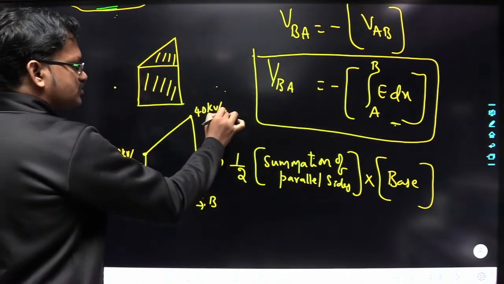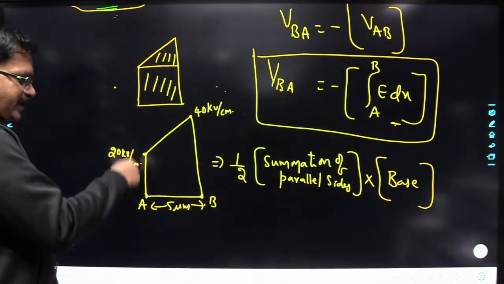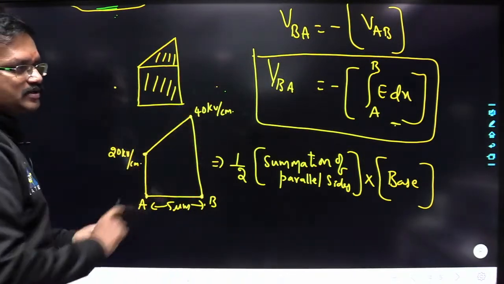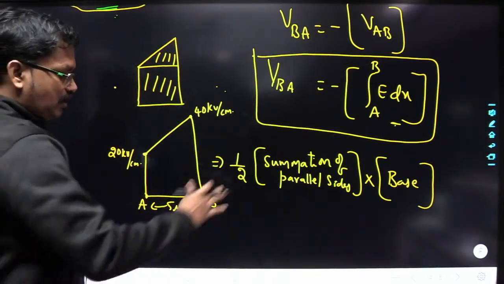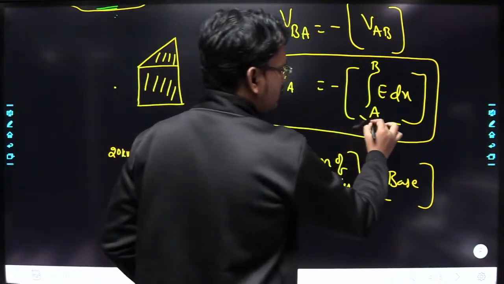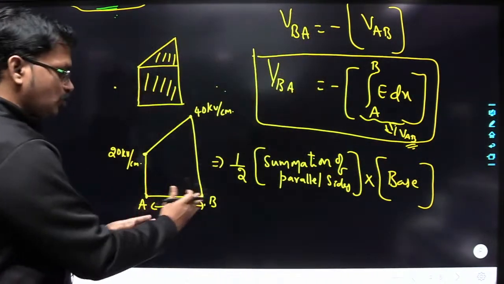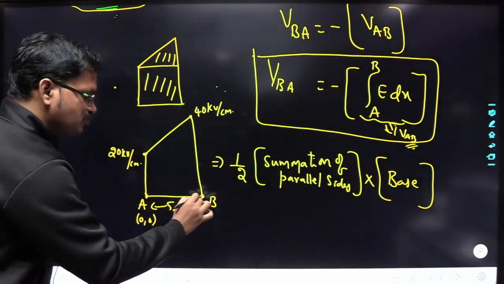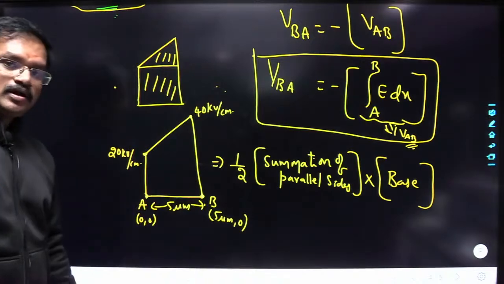40 kilovolt per centimeter. So the summation of parallel sides: this parallel side height is 20 kilovolt per centimeter, and this height is 40 kilovolt per centimeter. So 20 kilovolt per centimeter plus 40 kilovolt per centimeter, multiplied by the base. Remember, here we are determining VAB, yes or no? You are moving from A to B. Let us say this point is 0, 0, then this point will become 5 micrometer, 0.